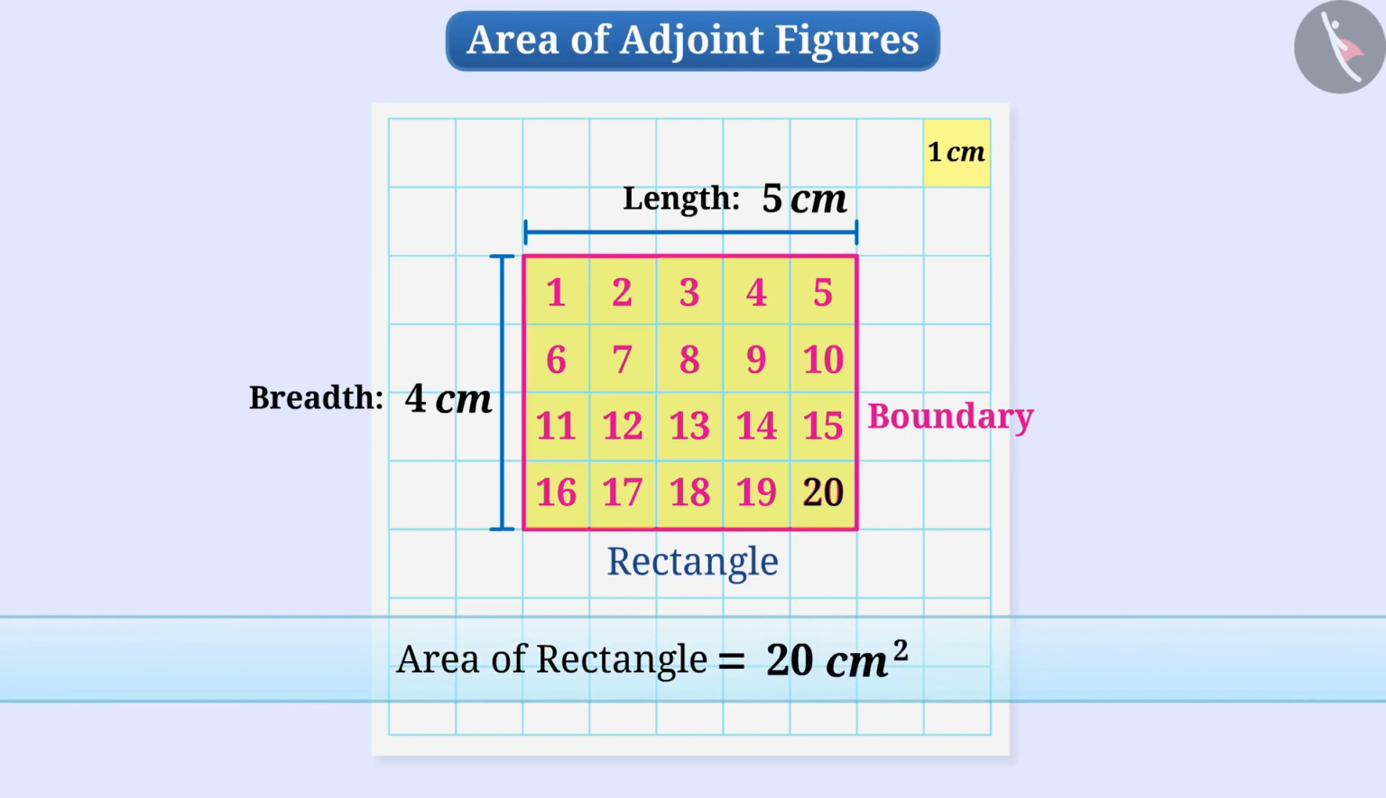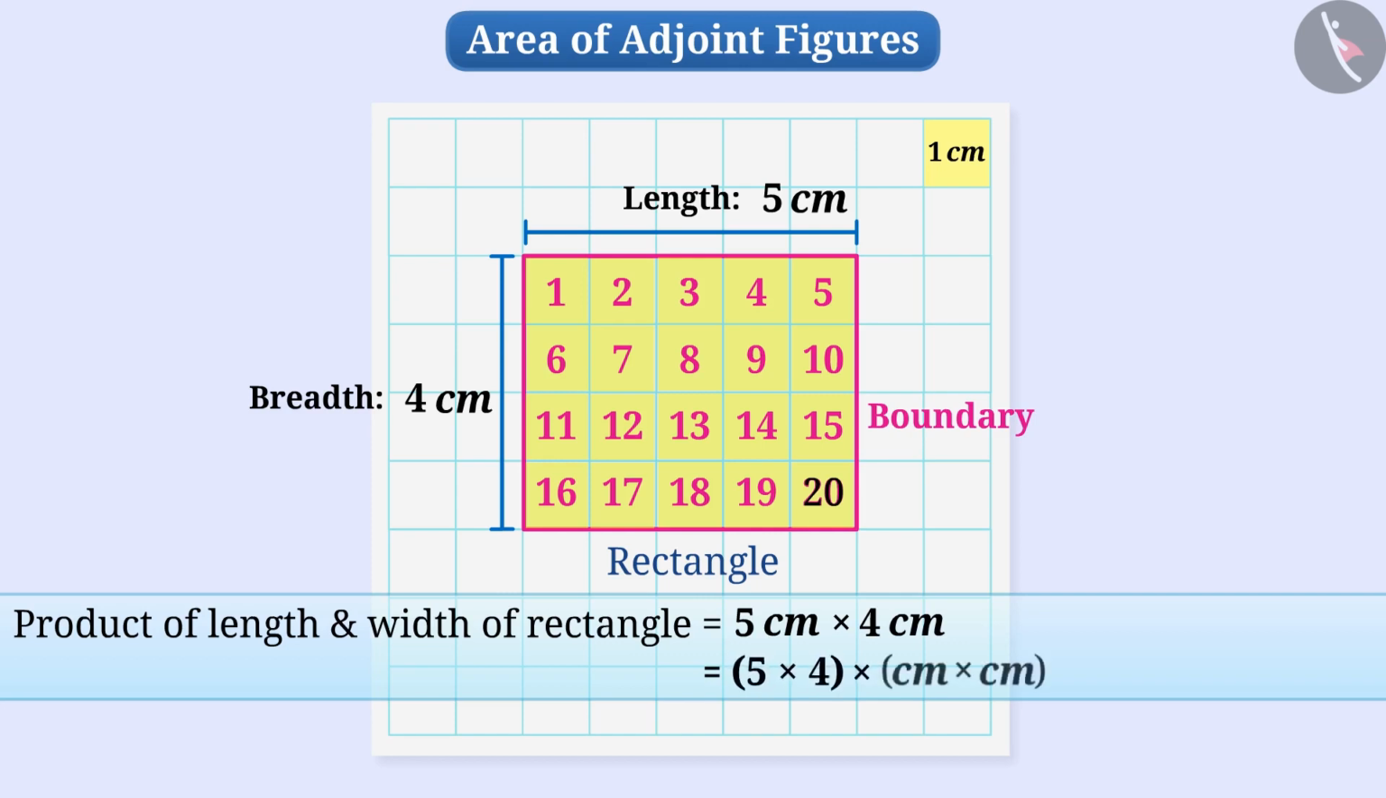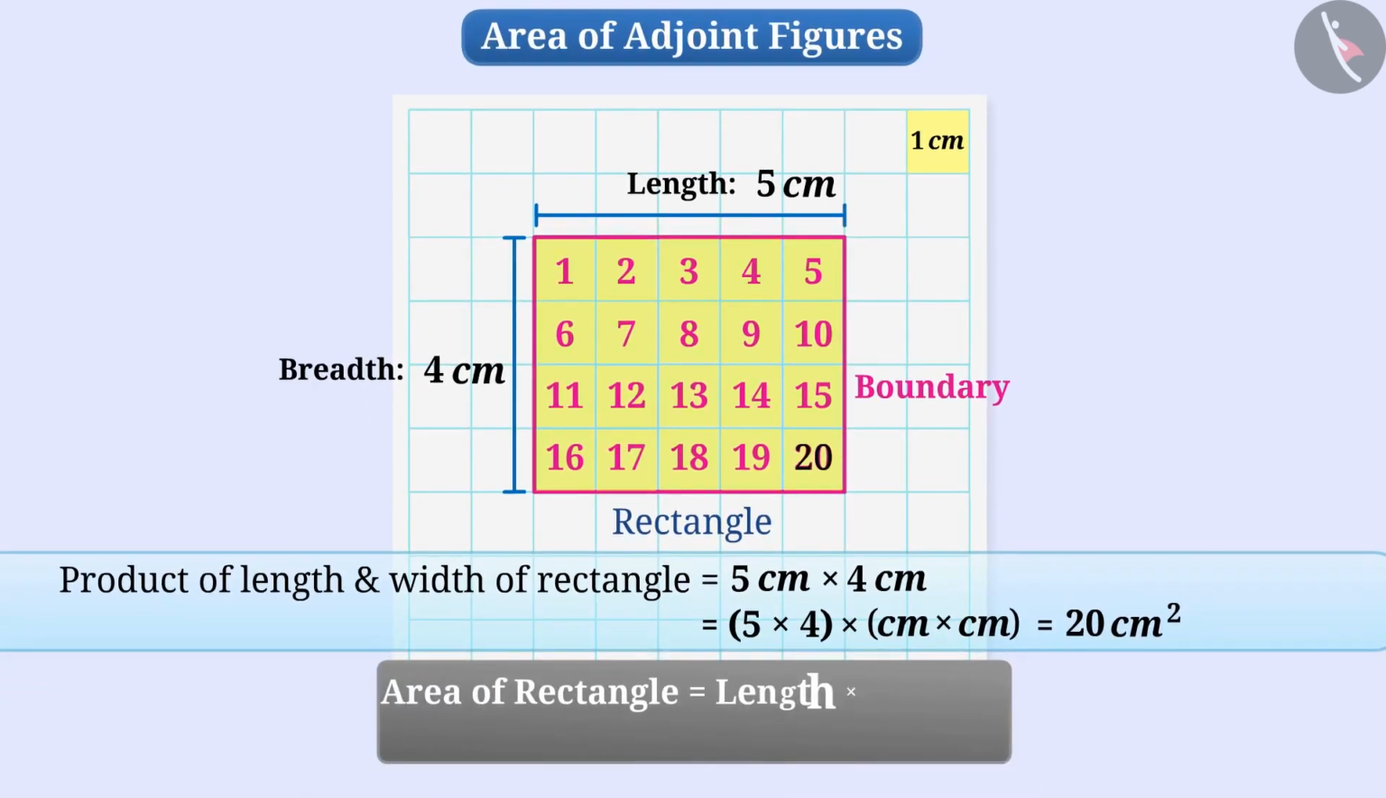But if we observe the figure, we find that product of length and width of rectangle is 5 centimeter multiplied by 4 centimeter, which is equal to 5 multiplied by 4 multiplied by centimeter multiplied by centimeter, which is equal to 20 square centimeter. Considering both conditions, we can say that the area of a rectangle is length multiplied by breadth. If we represent the length with L and breadth with B, then the area of rectangle A will be L multiplied by B.